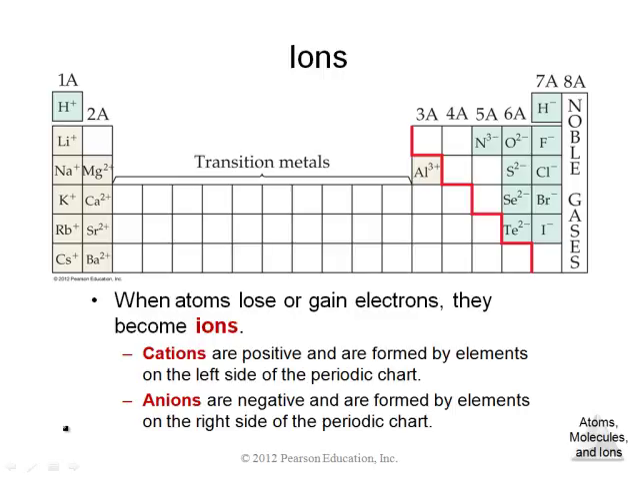And that time we won't call it just an atom, we call it an ion. Okay? So there can be two different types of ions. One is called cations, and cations are positively charged ions. And how do we get cations? Cations are positive and are formed by elements on the left side of the periodic table.